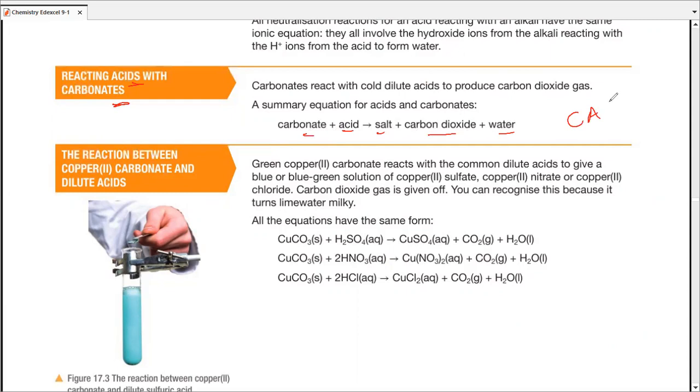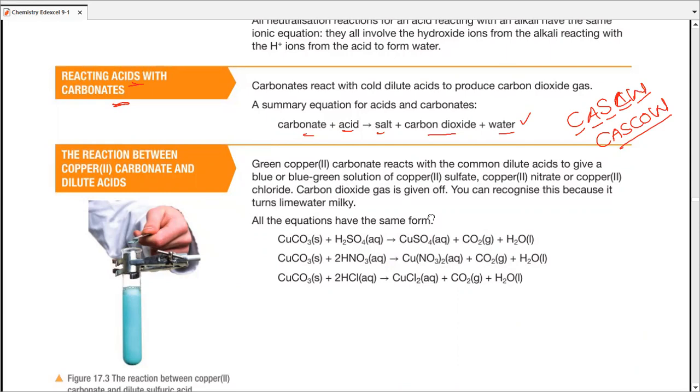This is another good example. This is CaSA, sorry, SCW. Carbonate, acid, salt, carbon dioxide, water. Sometimes it's also CaSCOW, Cascow, but it's really up to you which mnemonic you like, or whether you can do it without a mnemonic. It's totally up to you.